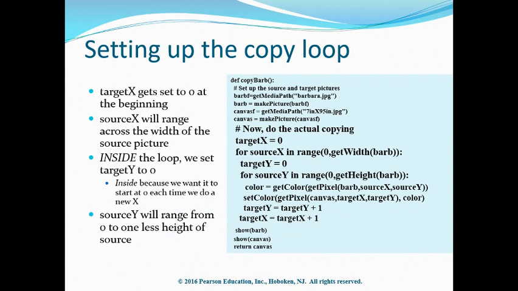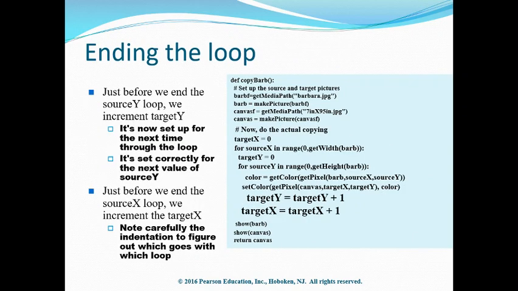There's the copy loop, a double for loop. Just before we end the source Y loop, we increment target Y. Now it's set correctly for the next time through the loop, for the next value of source Y. Just before we end the source X loop, we increment the target X. Note that we carefully use the indentation to figure out which goes with what loop. So make sure that you indent on your for loops, because there are double for loops and a lot of things have to be shifted over. Make sure your things line up, so we can see based on what's shifted over what is part of our for loop body and what's not.